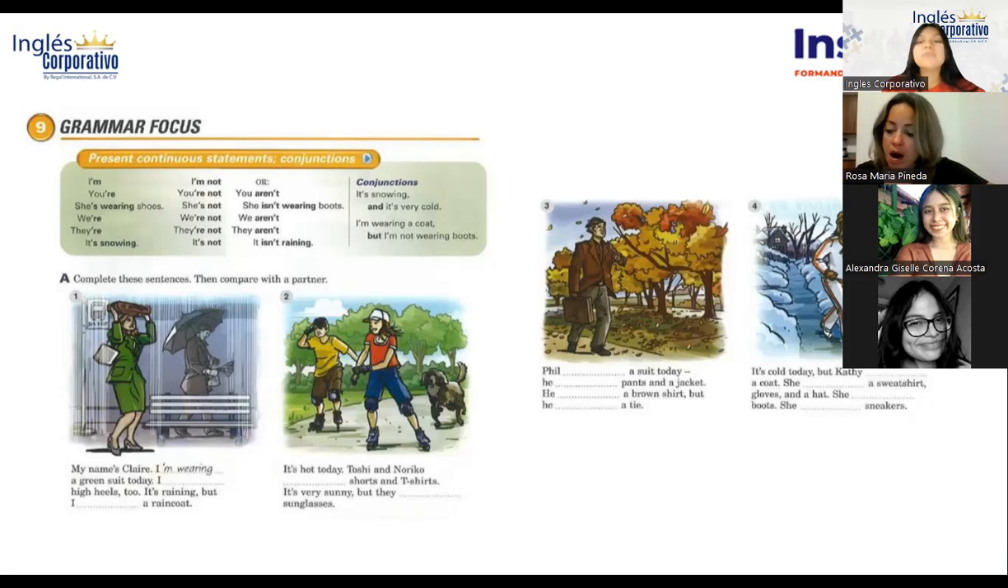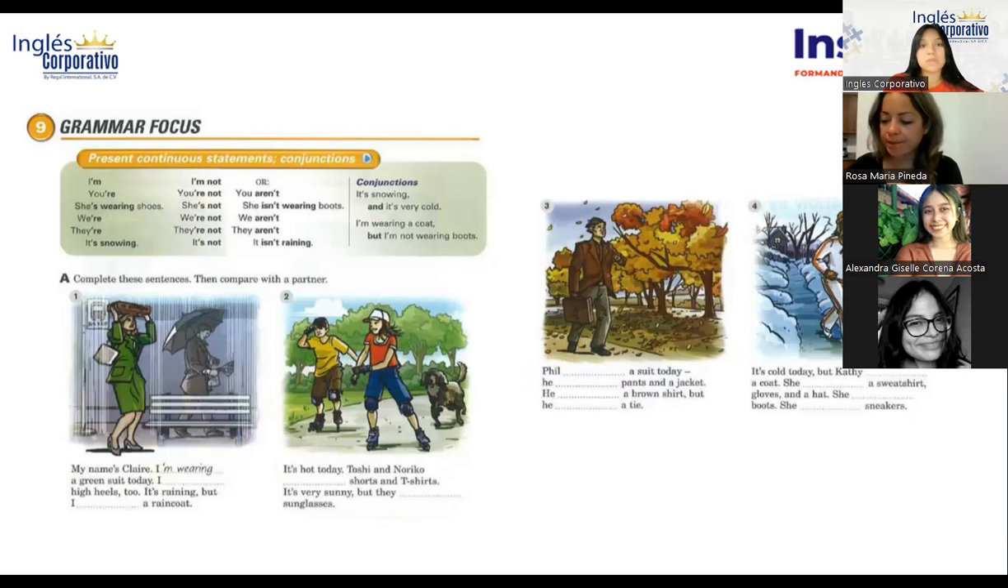Number three, Phil is wearing a suit today. He's wearing pants and a jacket. Excellent. Yes, I think that there is probably a delay. Hay como un espacio que creo que Rose se le queda. Okay, so Phil is wearing a suit today.